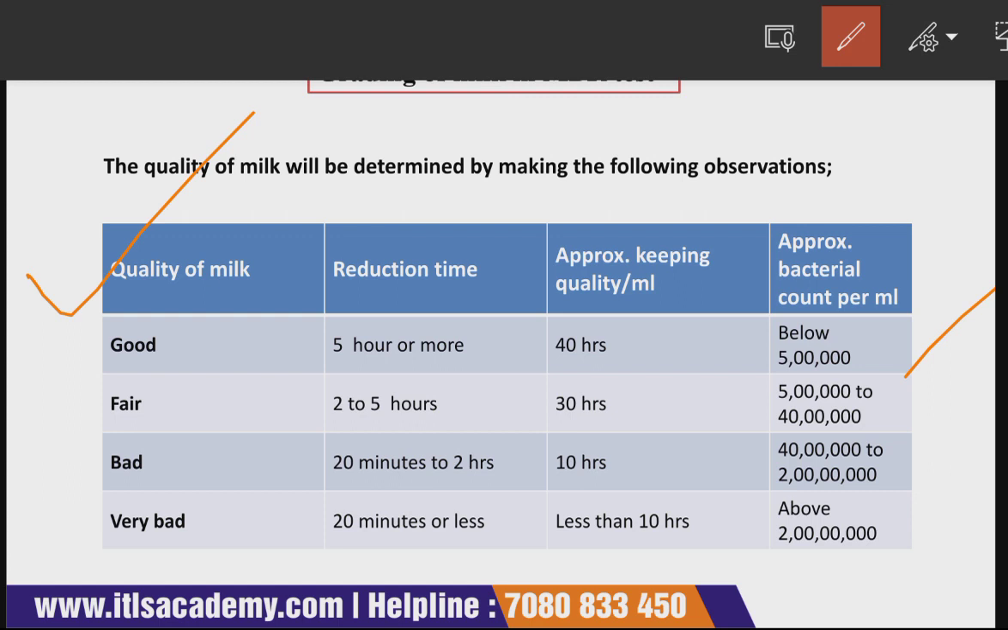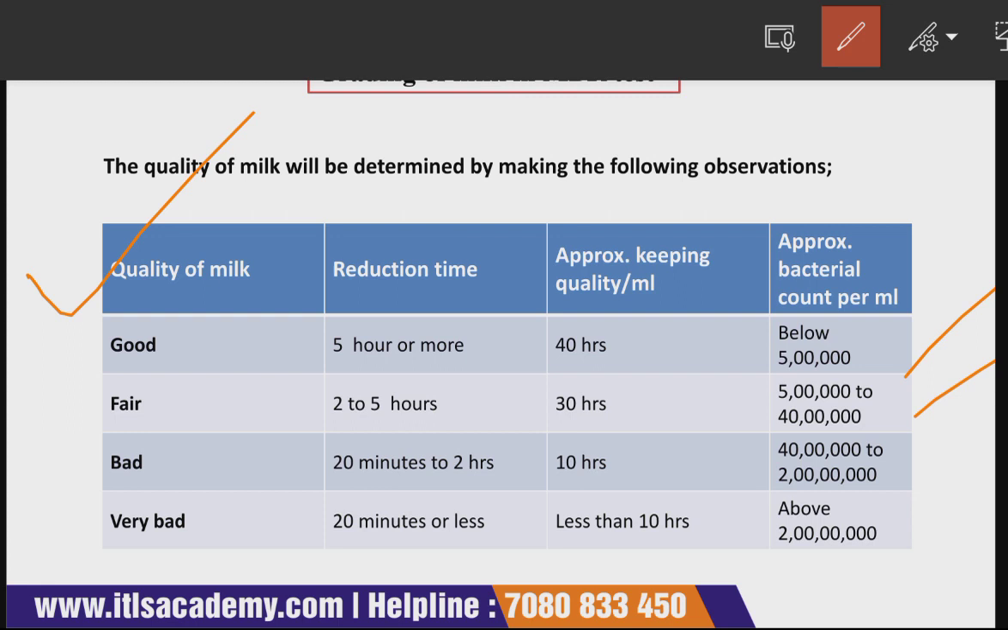50,000. Then when the milk is fair, the reduction time is between 2 to 5 hours, and the bacterial count would be in that range. When it is very bad, the reduction is within 20 minutes to 2 hours. The faster the color reduces, the poorer the quality of the milk.